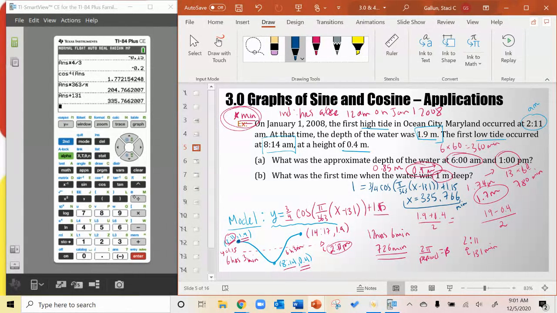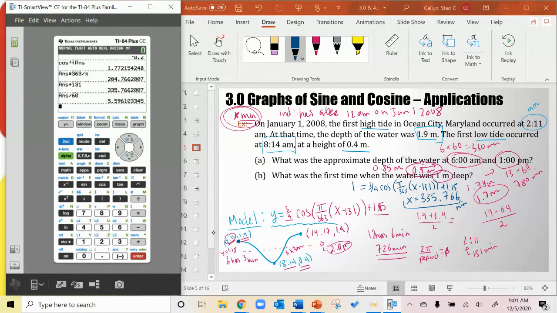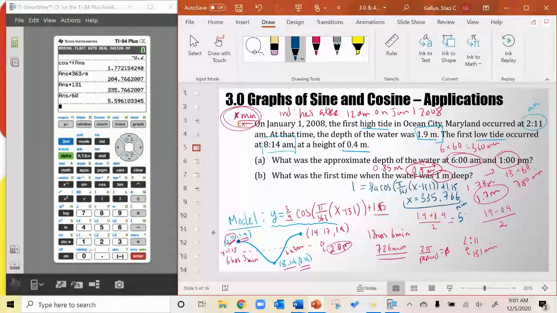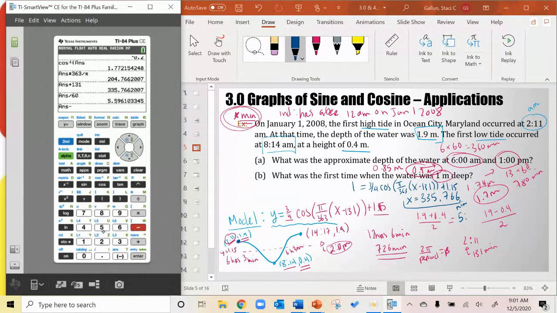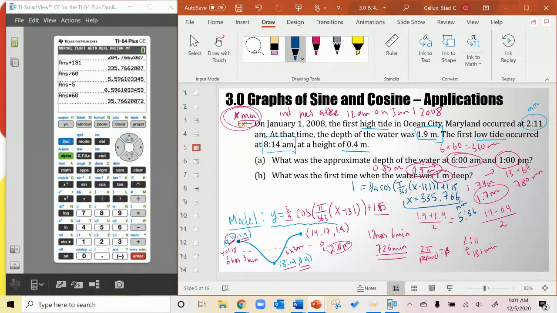So then you could think through, well, how many hours is that? Let's go ahead and divide it by 60, right? So this is going to be at 5. I'll then get rid of the 5. Let's convert this to minutes. So times 60. So at about 5:36 a.m. is when it would get to that.